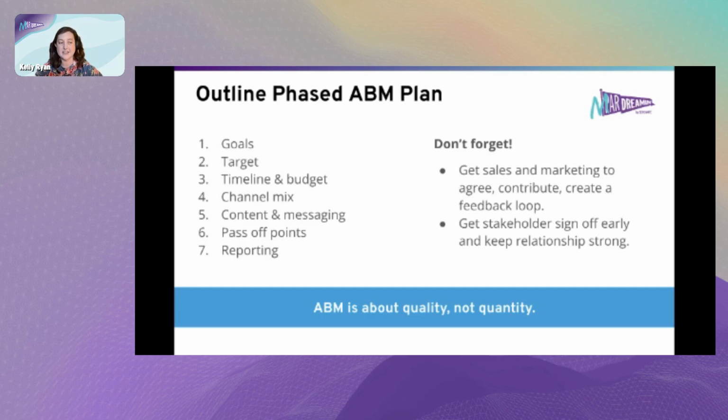Don't forget, sales and marketing need to agree, contribute, and have a feedback loop. This is essential for all versions of ABM. You also want to get stakeholders sign off early and keep that relationship strong. Because the worst thing is to not please your stakeholder and then they pull the plug before you can actually show results. And always remember, ABM is about quality, not quantity. So start small, start personalized, and get going that way.